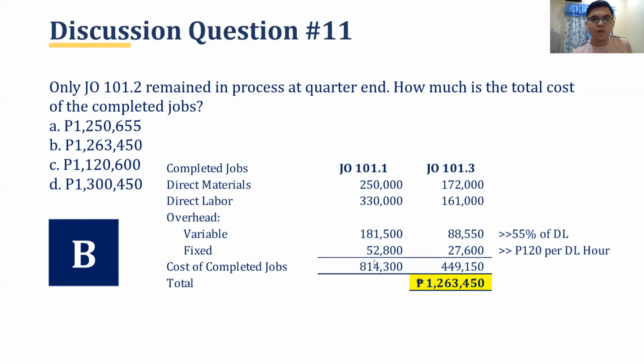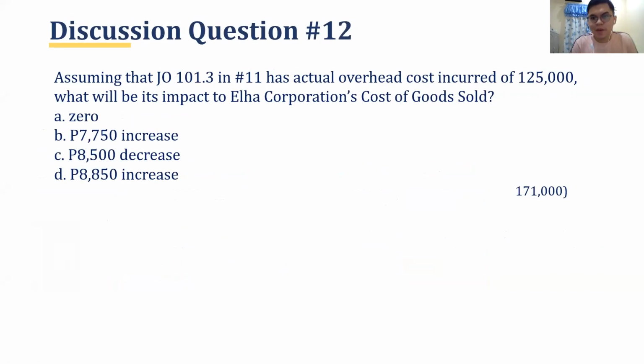Okay, let's proceed with question number 12. It's just related with number 11. Yung tanong lang niya is that assuming daw that job order 101.3, isa doon sa mga natapos na jobs, has actual overhead costs incurred of 125,000. So what will be its impact to Ella Corporation's cost of goods sold?